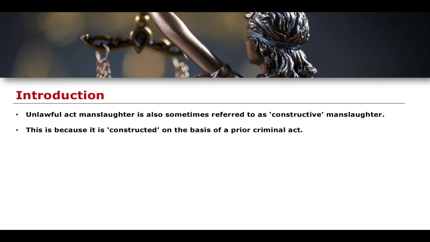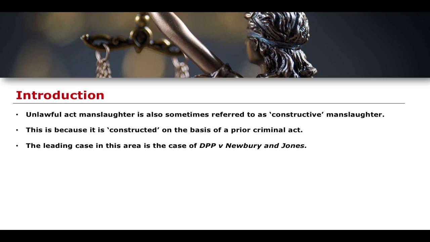Now, in reality, you can essentially justify calling it unlawful act or constructive on the basis of any kind of rationale, because it is called constructive manslaughter because you construct the manslaughter charge on the basis of a prior criminal act. It is unlawful act manslaughter because it requires an unlawful act for which a homicide can then be constructed on top of. So either way, you can understand why it's called either unlawful act or constructive. The leading case in this area of the law is the case of the Director of Public Prosecutions versus Newbury and Jones.